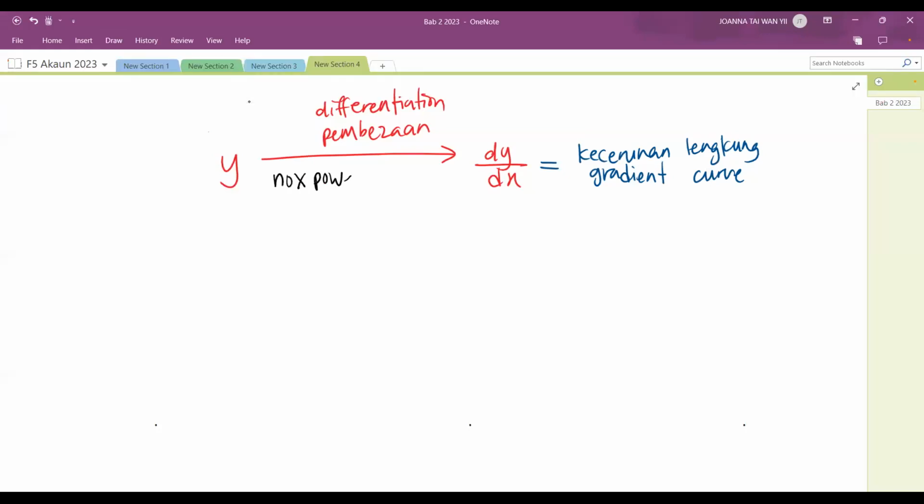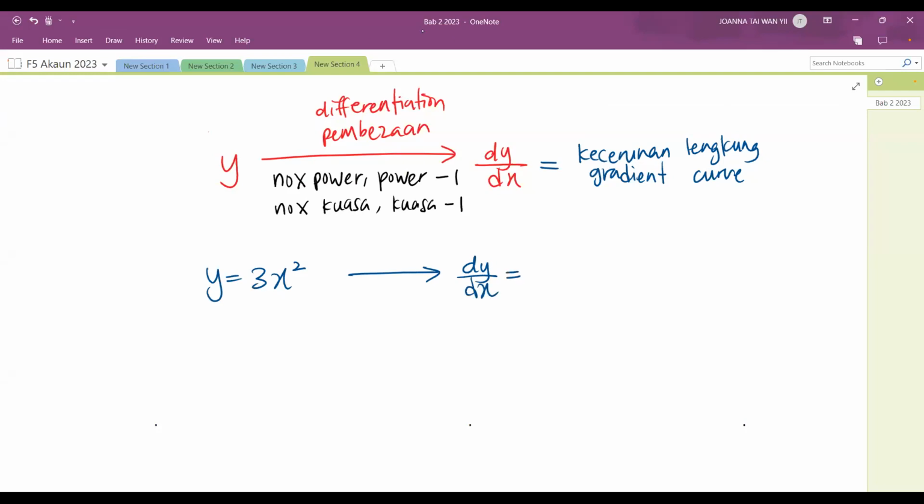Number times power, power minus one. Nombor darab kuasa, kuasa tolak satu. Cuba kamu buat. Kalau y sama dengan 3x kuasa 2, dy dx jadi apa? 3x square becomes 6x. Number is 3, power is 2, 3 darab 2, 6. Then power minus 1, kuasa tolak 1, so 2 minus 1 is 1. So, 6x.